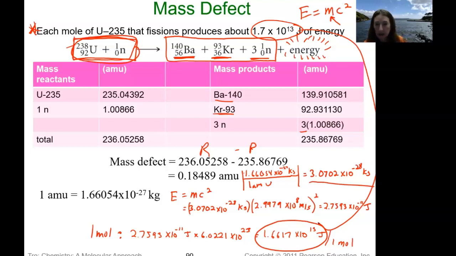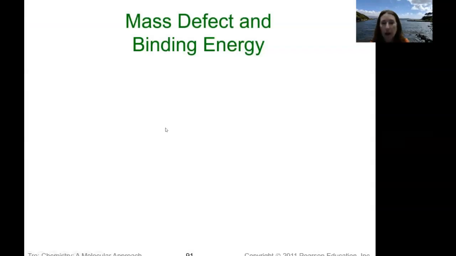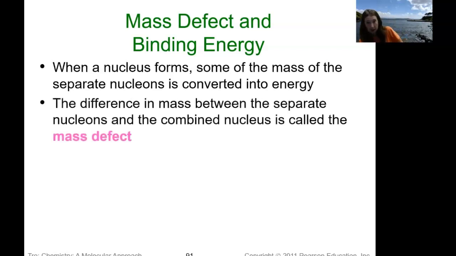All right. So that's where our energy comes from. So now we know where the energy comes from when we have a mole of our uranium. Now the mass defect and binding energy, you can pretty much do this with any atom. I just chose uranium there just so we could see it. So when a nucleus forms, some of the mass of the separate nucleons, remember those are the things in the nucleus, is converted to energy. The difference in the mass between the beginning, our reactants, and our products, that's the mass defect.